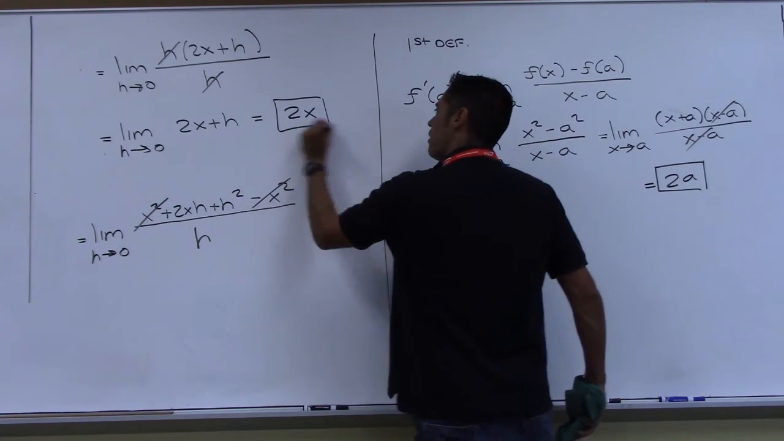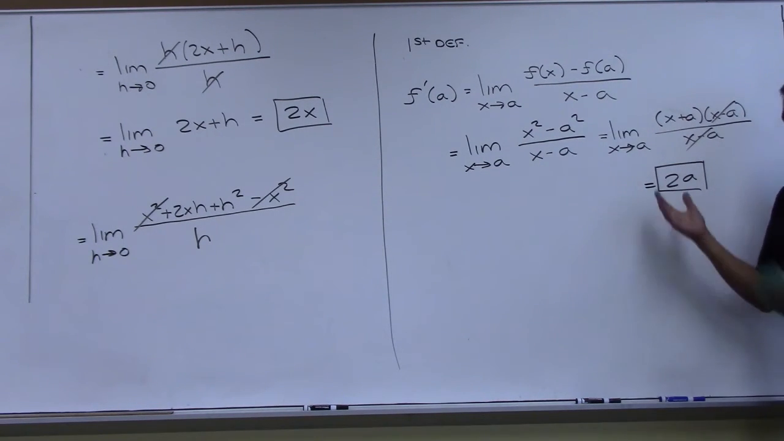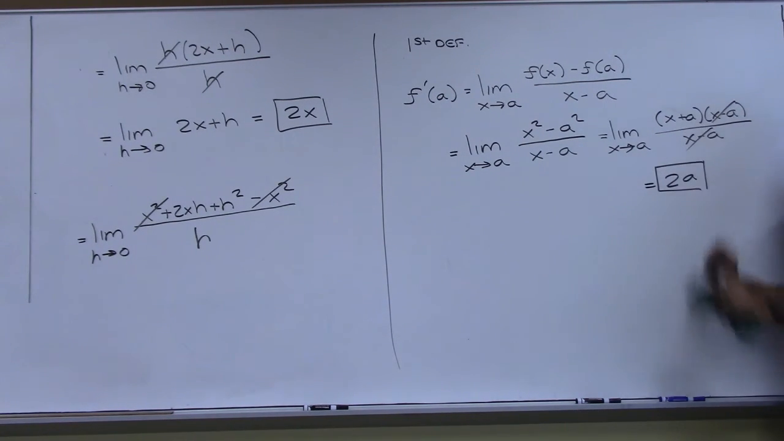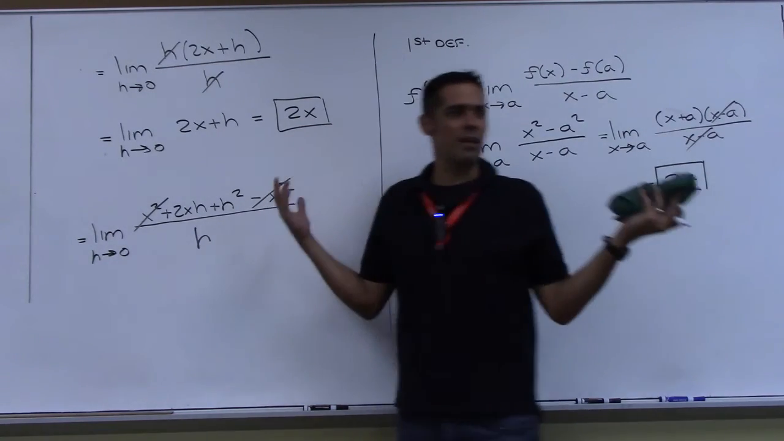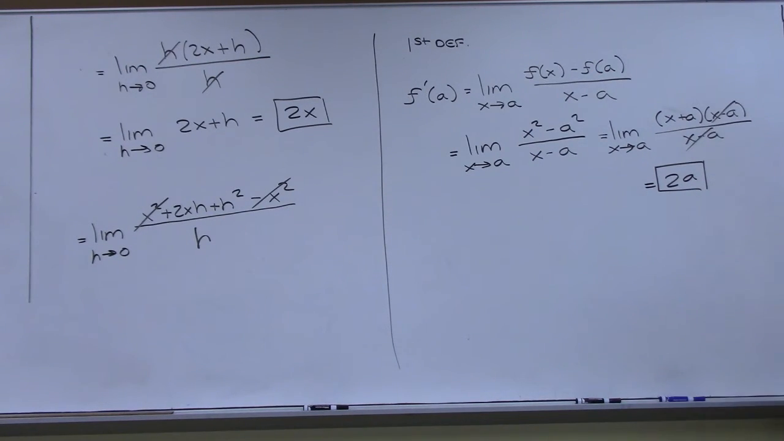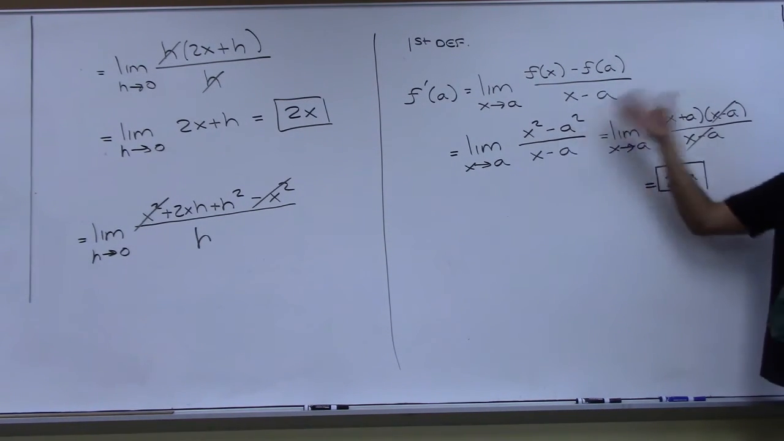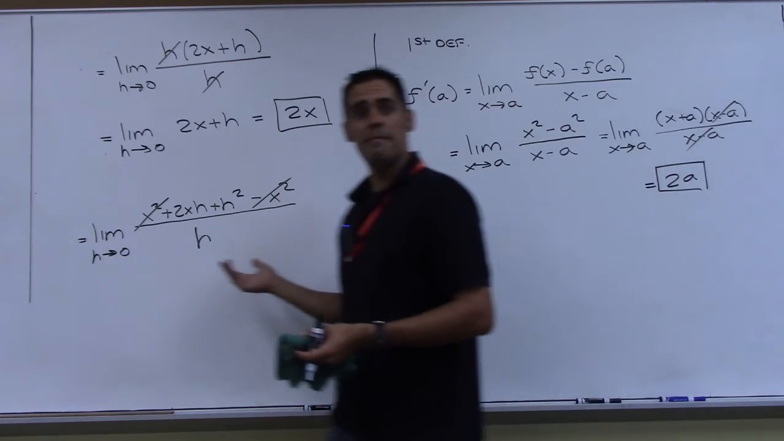What was our answer over here? 2a. Our answer over here, 2x. One of them was the derivative at a. You got 2a. The other one was the derivative at x. You got 2x. They match, right? Same thing? Which of these two had easier algebra, do you think? The first one, this algebra was a little easier. Difference of squares, cancel, done. Yeah. This one, a little more had to happen, right?